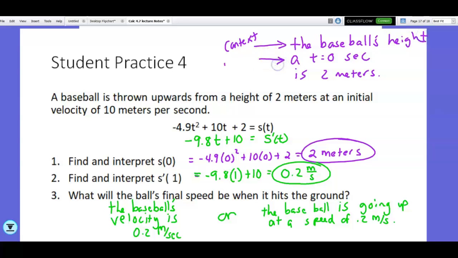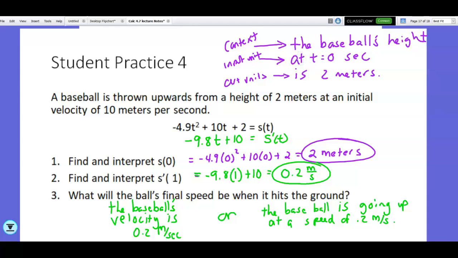We need input units. So t is the input variable, so at a height of t equals 0 seconds, and then we need output units. And so that would be 2 meters. So the baseball's height at t equals 0 seconds is 2 meters.